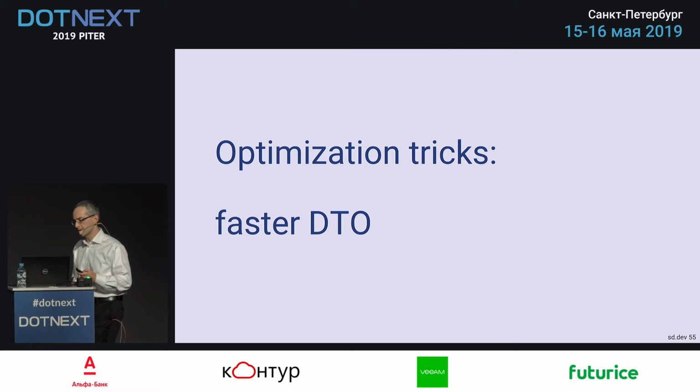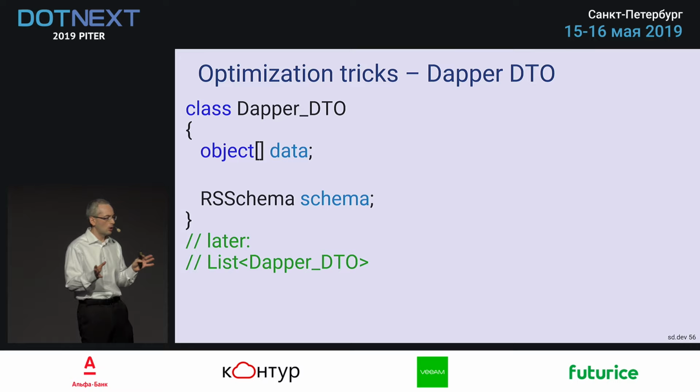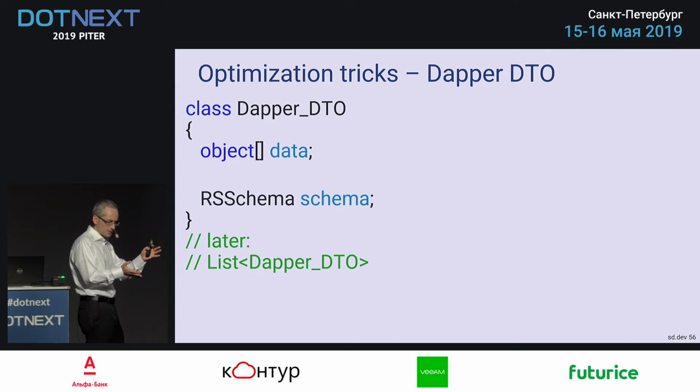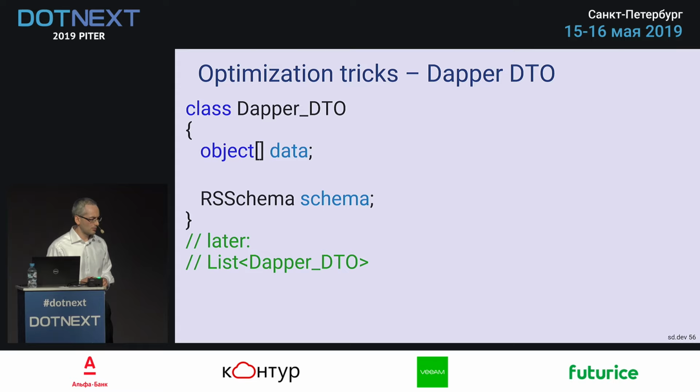So in order to understand this, we need to start with how a DTO is currently implemented in something like Dapper. So I'm just using Dapper here as an example, and it is an accurate example, but other micro-ORMs do almost the same thing. So we have a class Dapper DTO, which has our familiar object array data, and there's also this class RS schema.